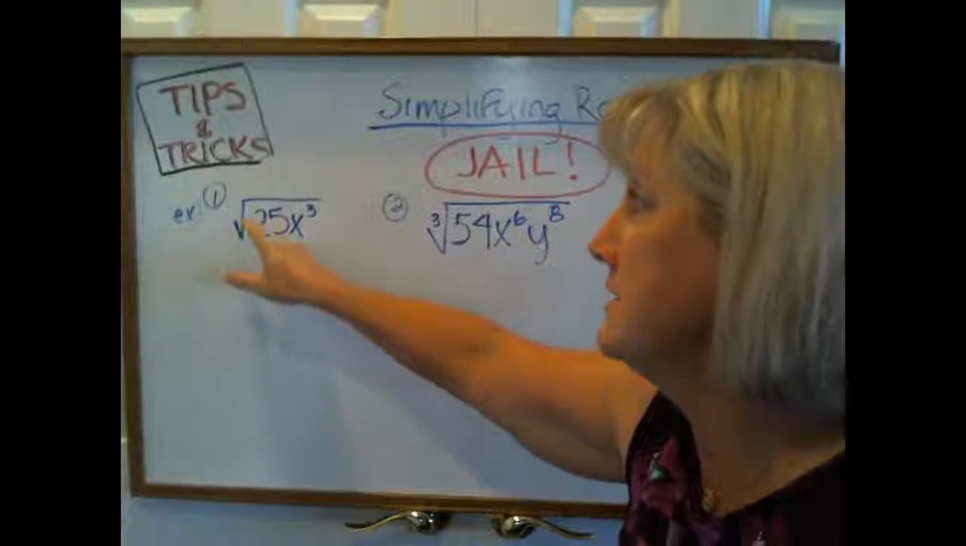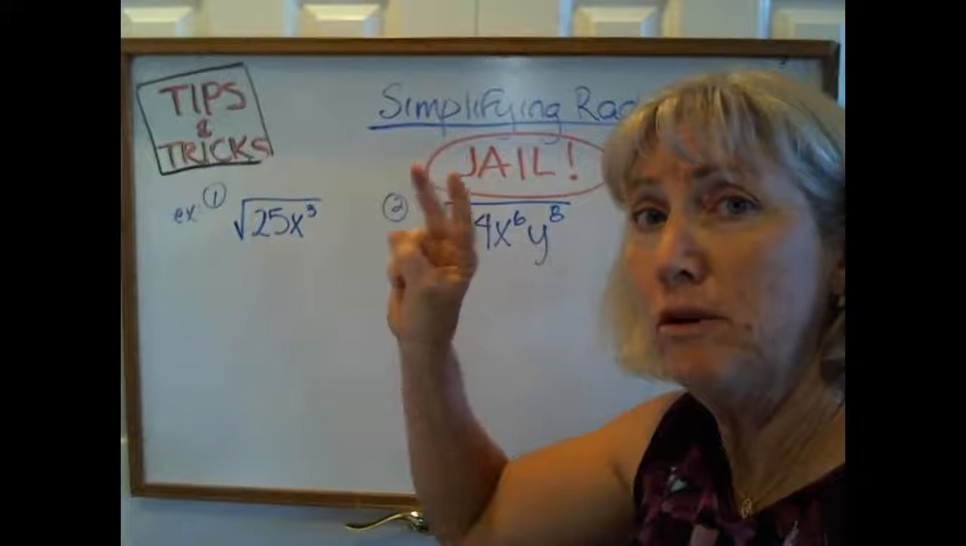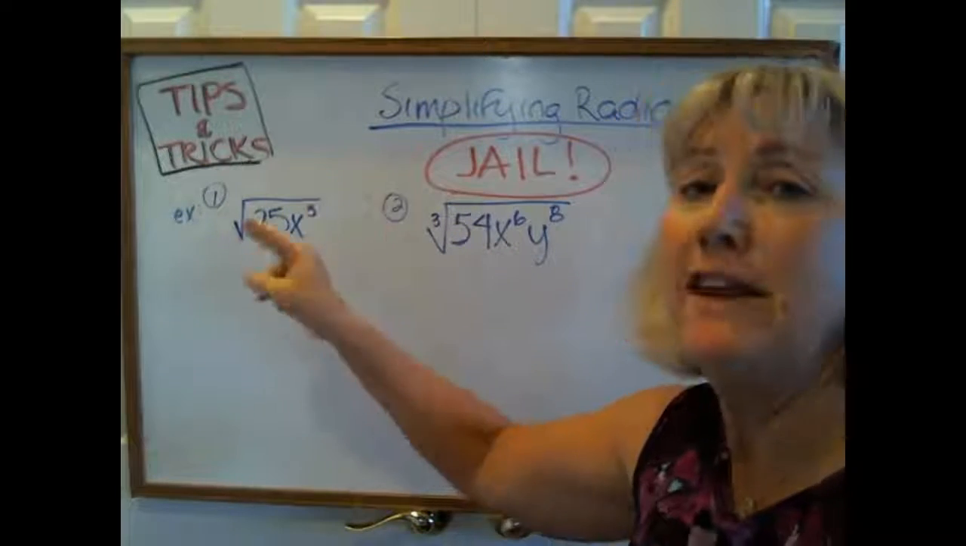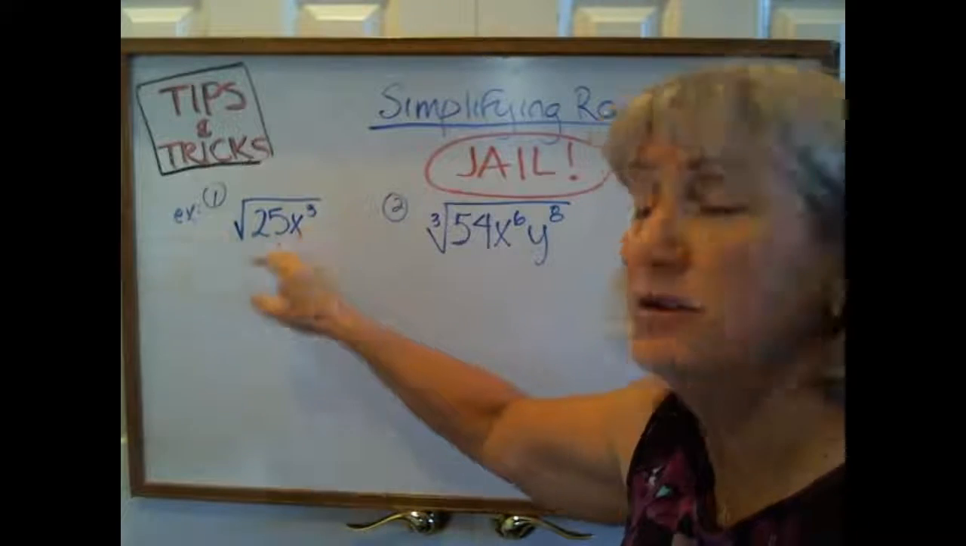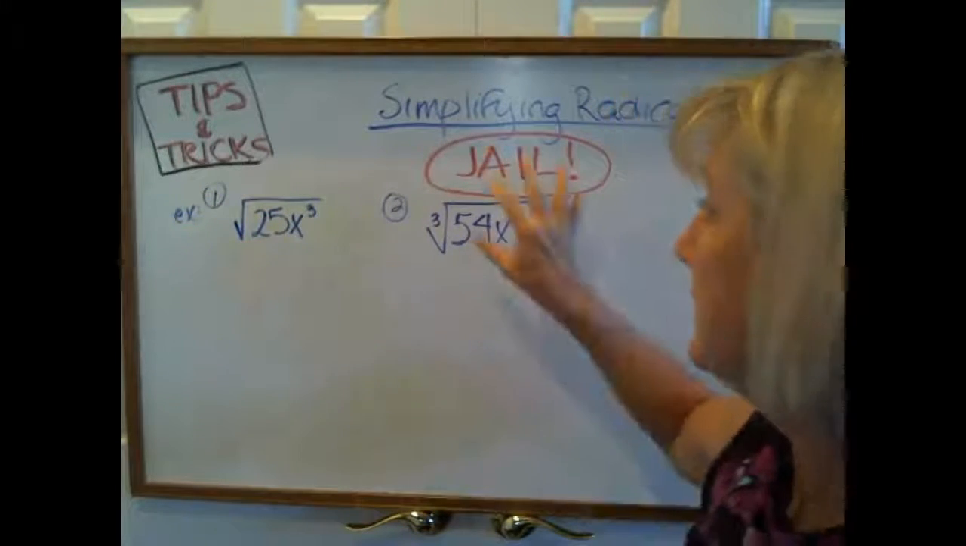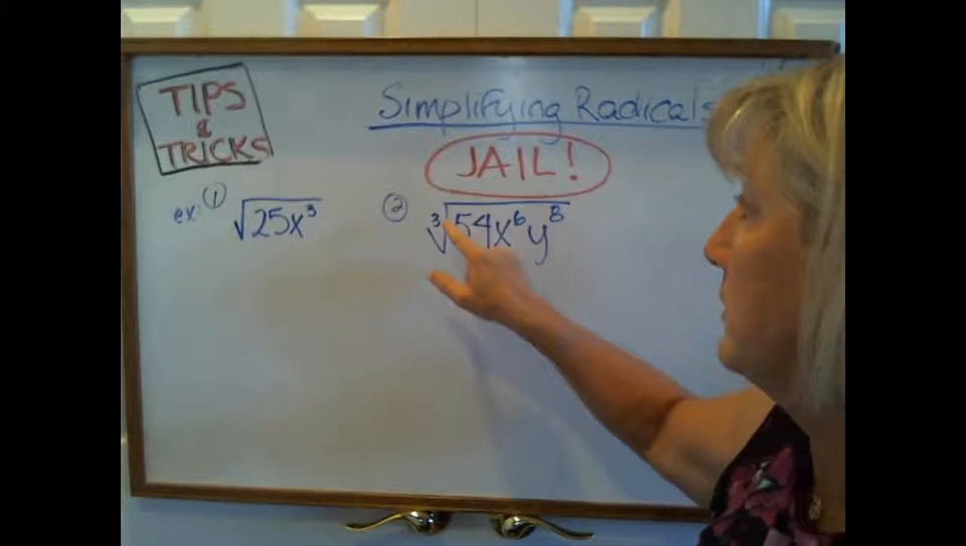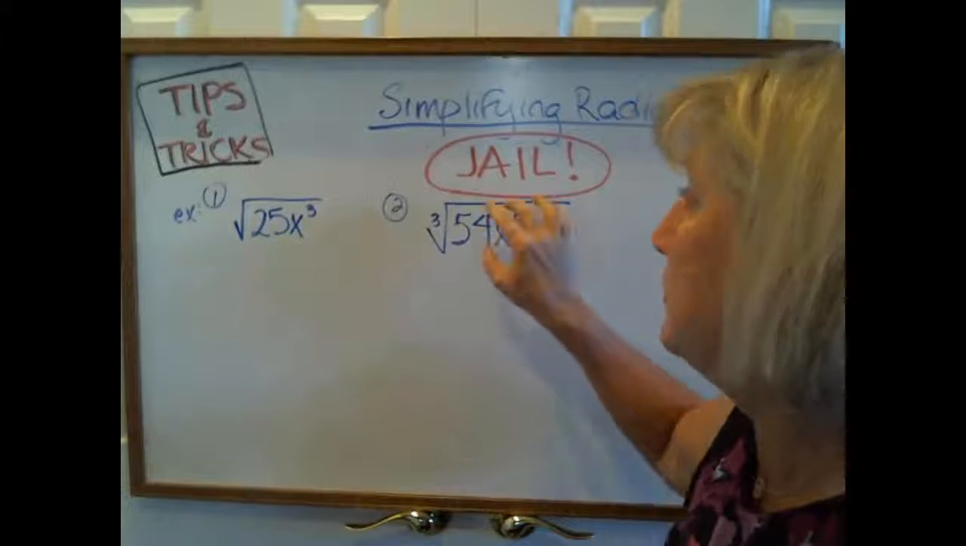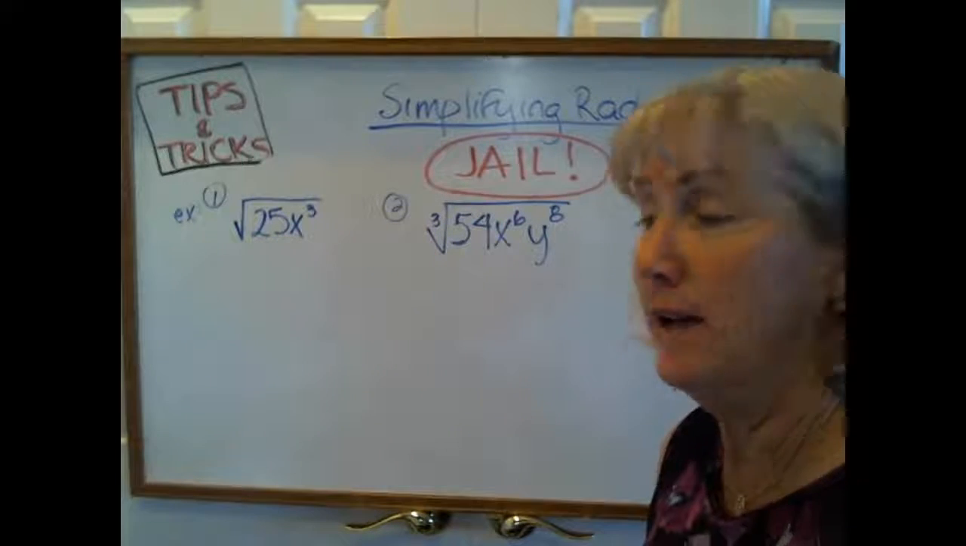So for instance, this is a square root, and in a square root you need two of the same thing to undo the square root. So I say you need one partner or a pair to escape from this jail. This is a cube root, which I call more maximum security prison. And so you need groups of three to get out of jail.